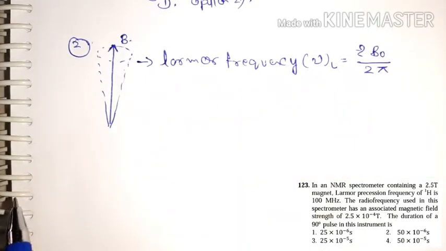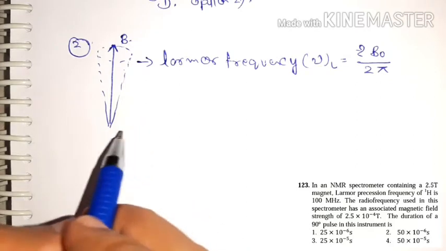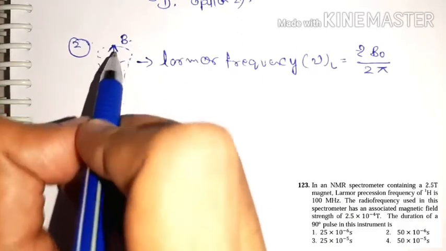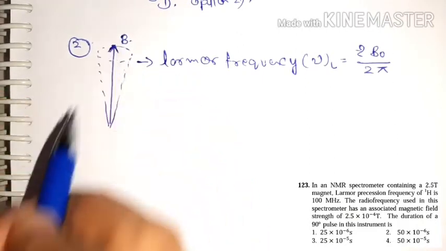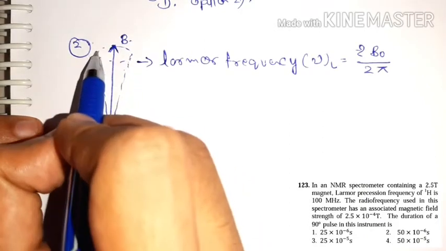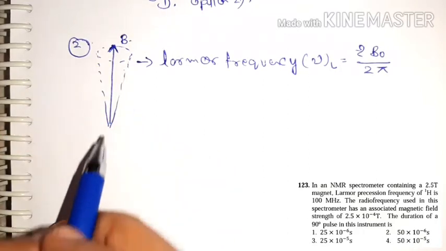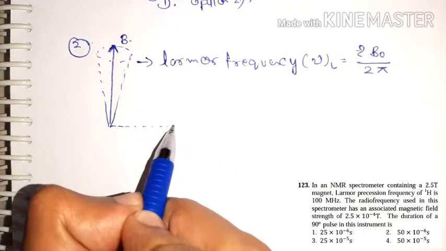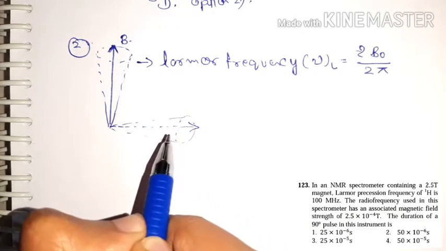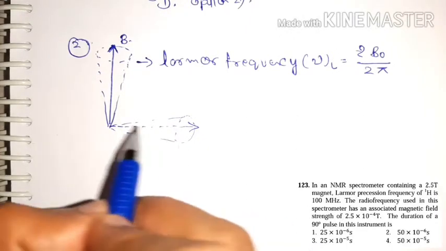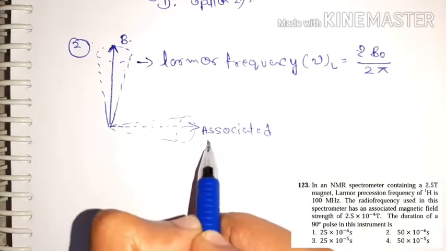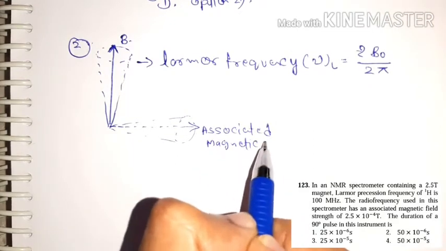Now in this case we also have an associated magnetic field with this applied magnetic field. According to our question, we have an associated magnetic field with this applied magnetic field, and this is a precession movement of this magnetic field. Now the associated magnetic field with this applied magnetic field is also present in this question.